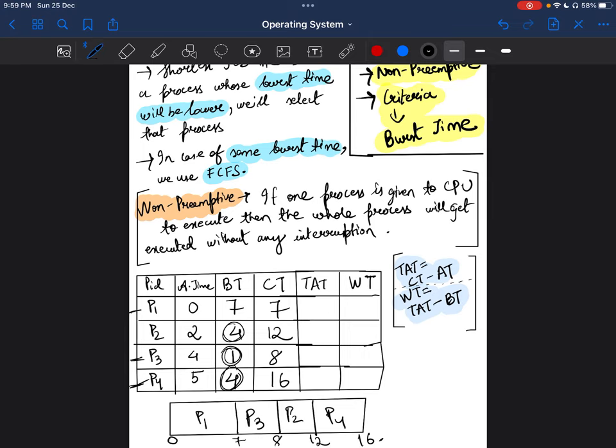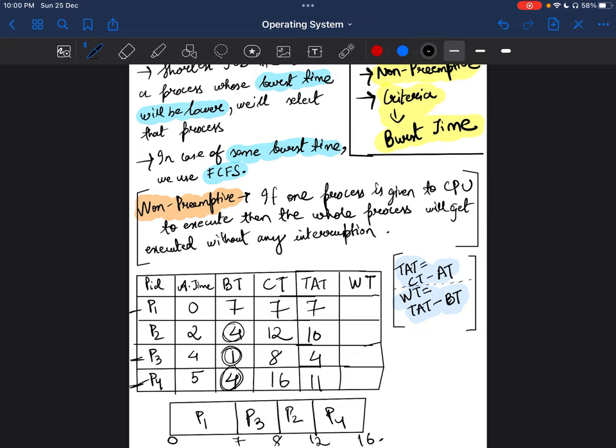And the average, that will be homework for you guys. You can just calculate it obviously. The completion time is 7 and its arrival time is 0, so turnaround time will be 7. The completion time here will be 12 and the arrival is 2, so it will be 10. The completion here is 8, the arrival is 4, so it will be 4. The completion time here is 16 and the arrival time is 5, so it will be 11. So just add it and you will get the average turnaround time.